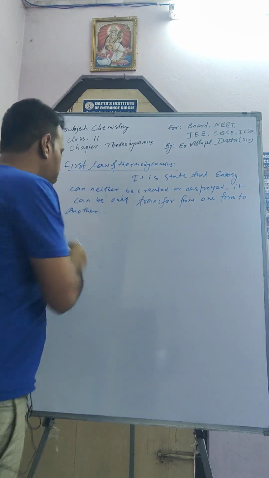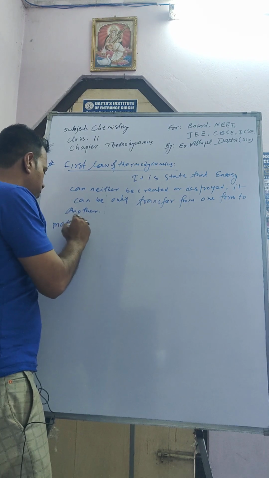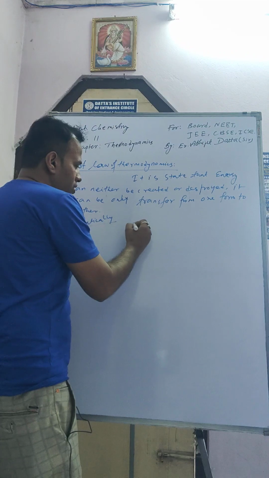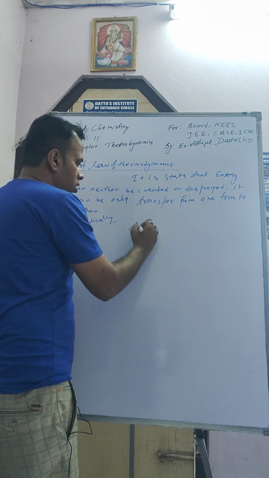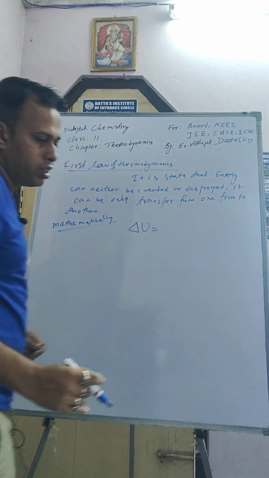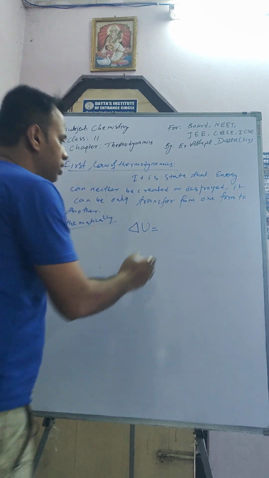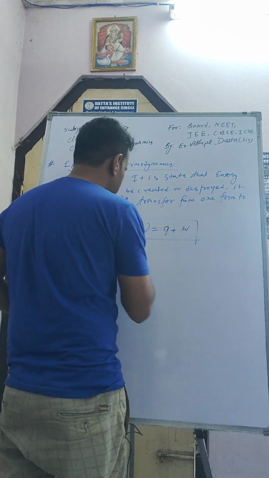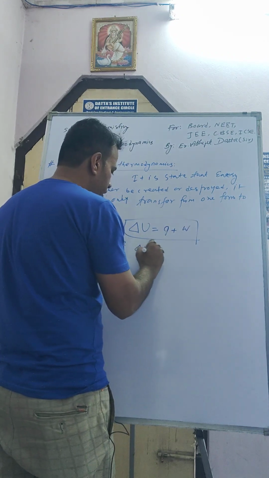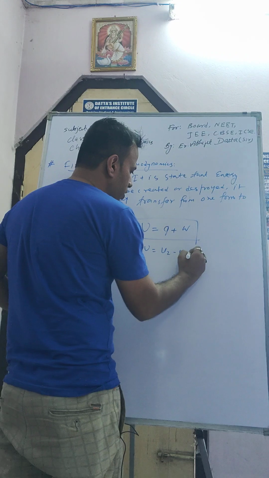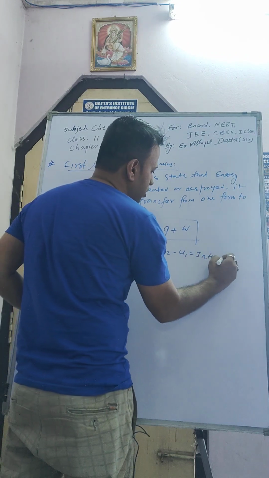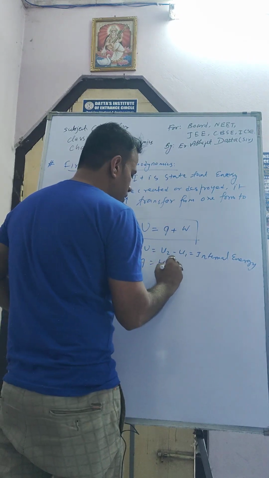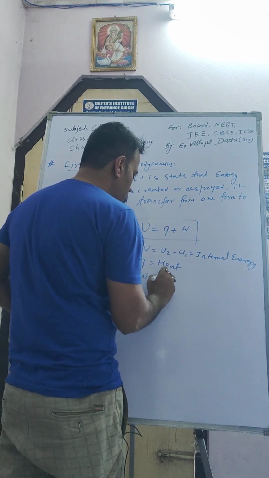So mathematically we can write it: del U equal to Q plus W. So del U is what? Where del U equal to U2 minus U1, that is internal energy. Q is represented here heat and W is work done.